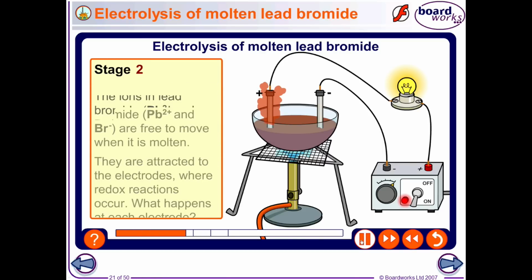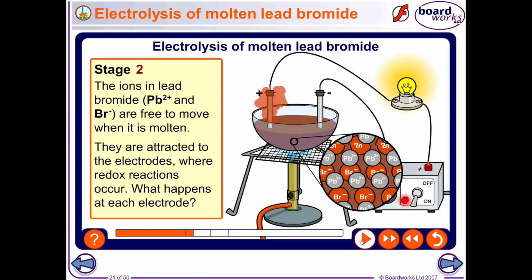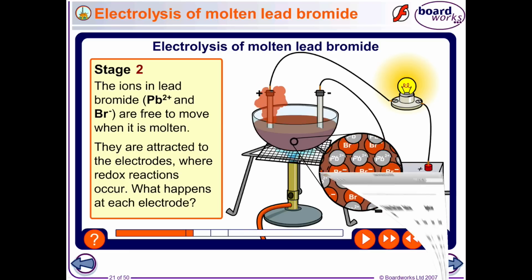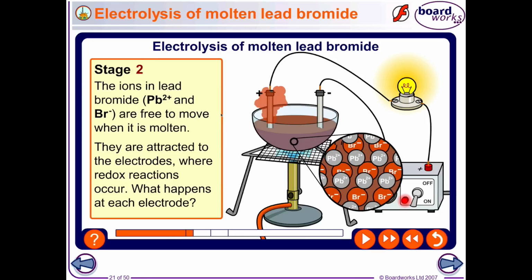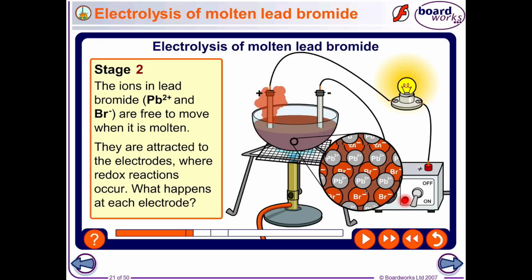Now, what happens is the ions obviously move to the appropriate electrode. Now, you would only know this information if you'd looked on your data table. Without this table, you're not going to know that Pb is 2+ and that Br is minus. You're not expected to remember these. You're just expected to pick them off the table and realise which electrode they get attracted to.